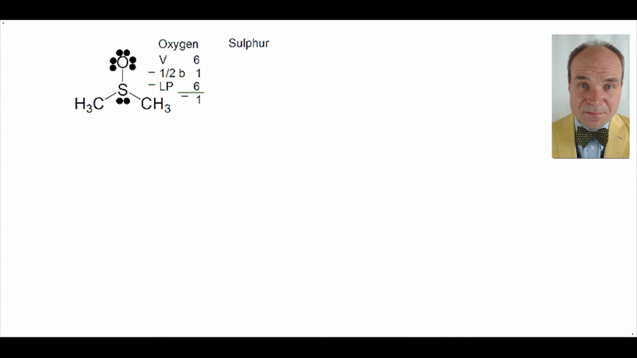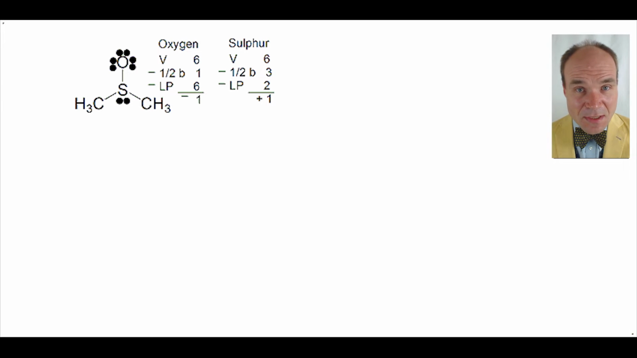Next, we're going to look at sulfur. Now, sulfur is in the same group in the periodic table as oxygen, and so sulfur has valence electrons of 6. Looking at this specific sulfur in this molecule, we can see that we have 3 bonds. Therefore, there are 6 electrons associated with those 3 bonds. Half the number of bonded electrons is 3. Now we look for lone pairs. There's 1 lone pair, and there are 2 electrons in that lone pair. So the calculation we're doing here is 6 minus 3 minus 2. And so the answer is plus 1. This specific sulfur has a formal charge of plus 1.